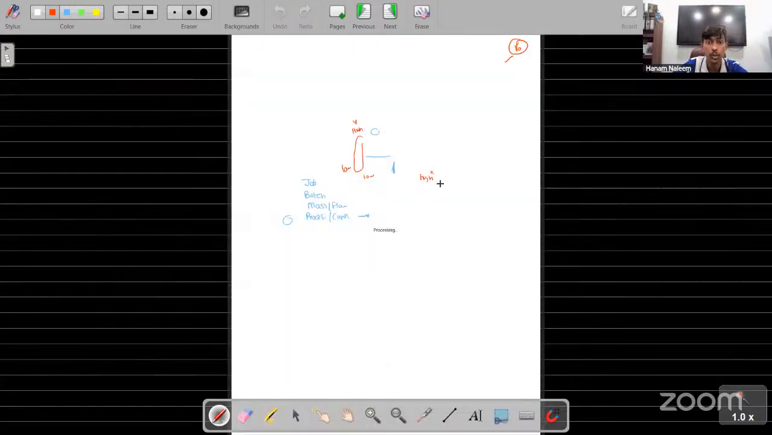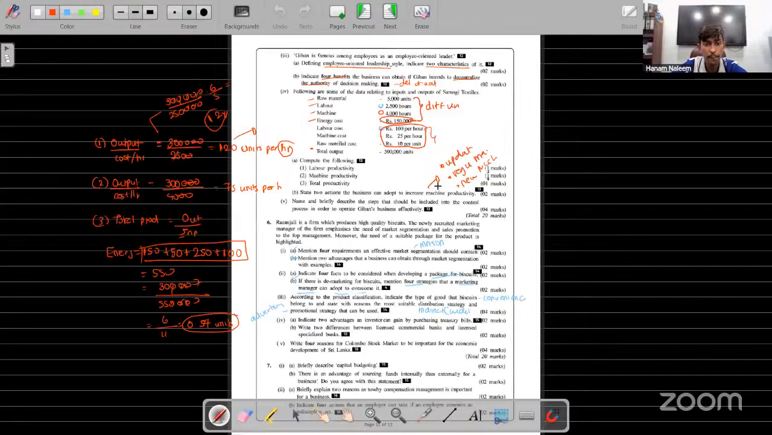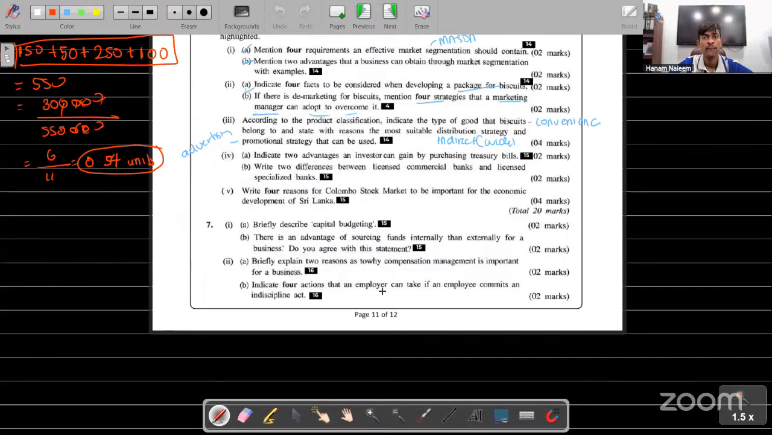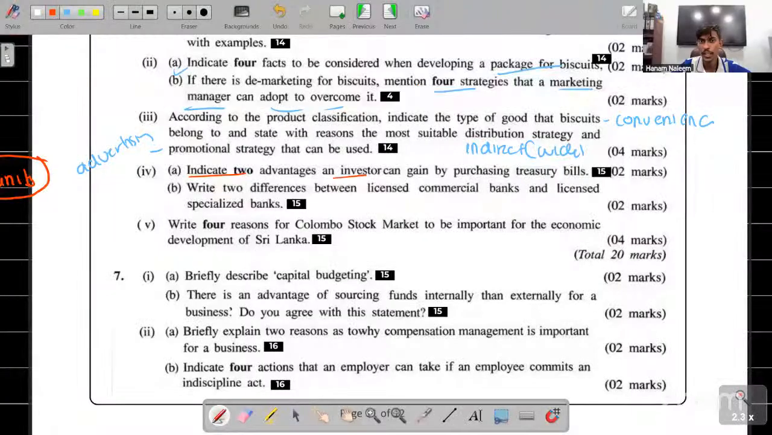Then part 2, question number 4 and 5. Indicate two advantages, no need to explain, of purchasing treasury bills. So some advantages of purchasing treasury bills.